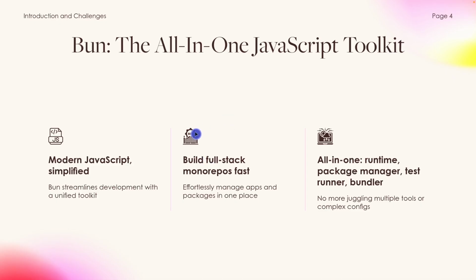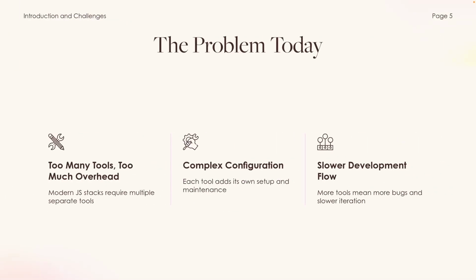So Bun is known as an all-in-one JavaScript toolkit, right? It is built for full stack projects and it is an all-in-one runtime. That means it has a package manager, it has a test runner, and it has a bundler. Till now we are using only one or two tools like a package manager and a bundler, but there are multiple bundlers, right? Webpack, all these. So too many tools, too much overhead. And how is Bun simplifying it?